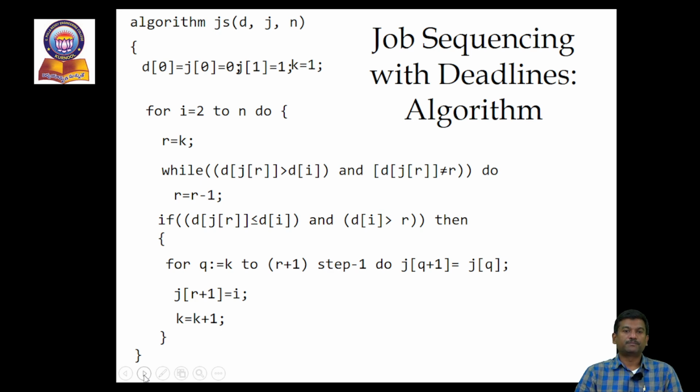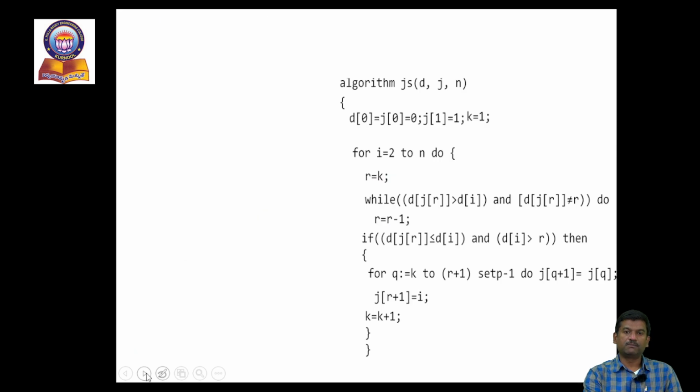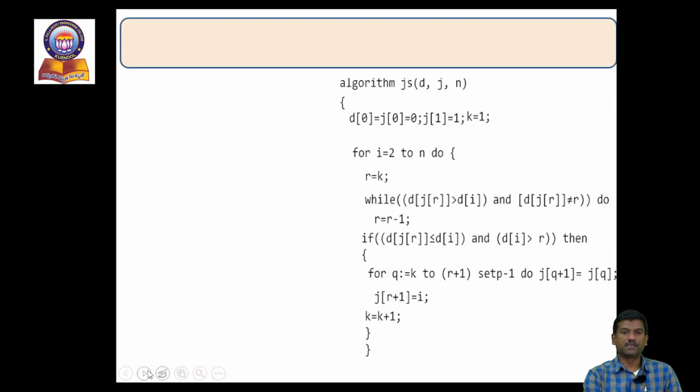Initially, D of 0 equal to J of 0 equal to 0 is assigned, and we directly take the first job to be processed and keep it within the solution set. From the second job onwards, you check whether that job can be completed within its respective deadline or not. If it can, then add it to the solution set. And if it cannot, move to the next job and check whether it can be completed within its deadline. I'll take an example and trace these steps using the job sequencing with deadlines problem.